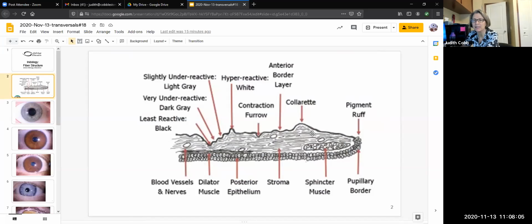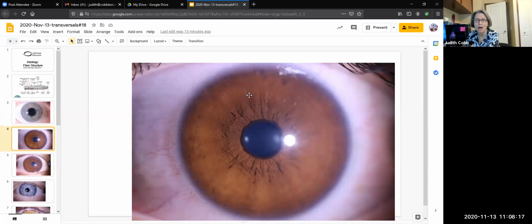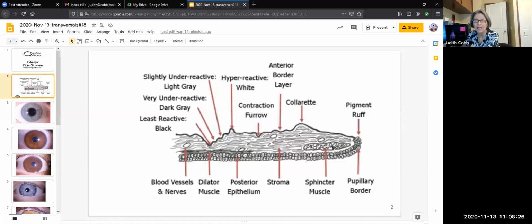Remember, I mentioned the anterior border layer. The anterior border layer is where the pigment lives. And so when we have a brown eye, like this, all of this brown pigment, which there's several different types of pigment in a brown eye, but melanin is the primary one, resides in this anterior border layer. And that means that in a true brown eye, there is enough pigment that it masks, it hides, it veils all of the fiber that is behind that.